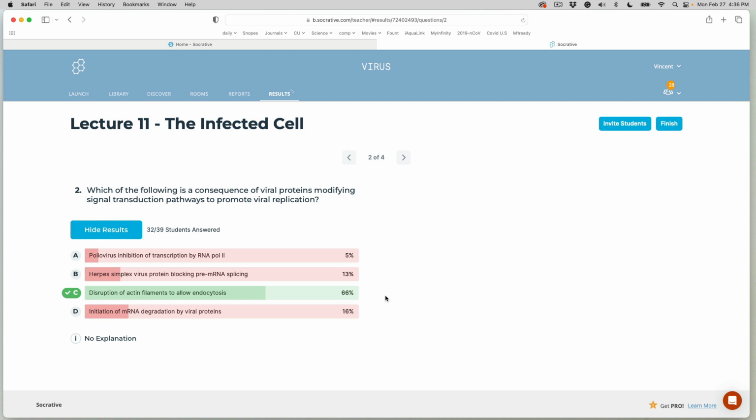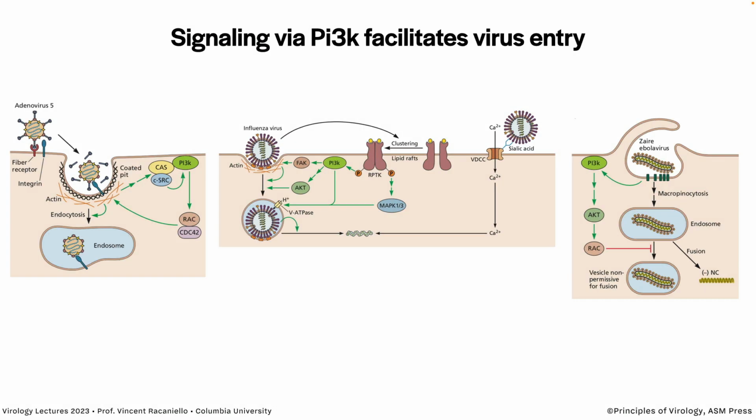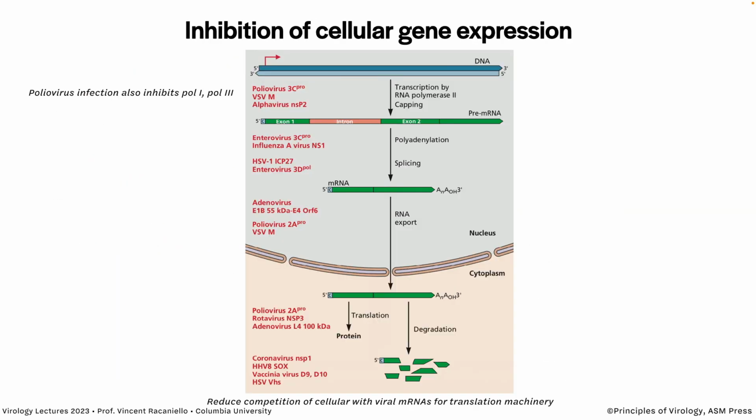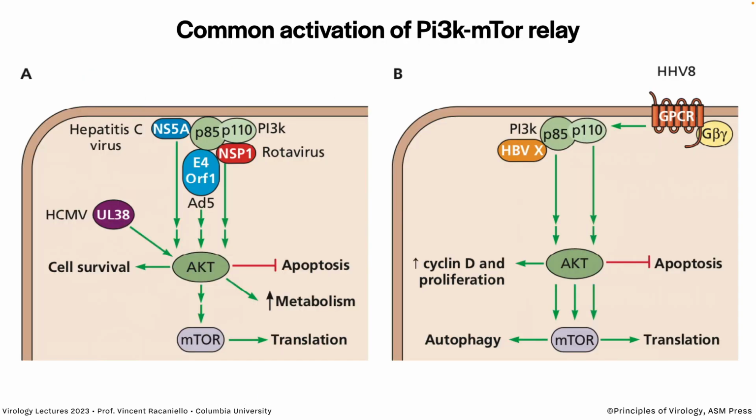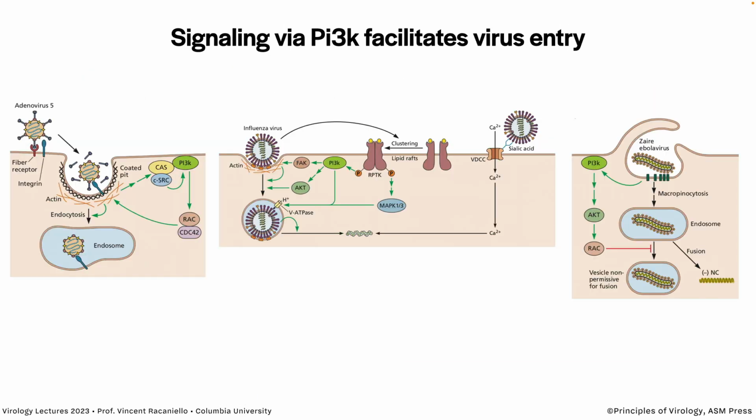The inhibition of transcription, blocking splicing, mRNA degradation, those are all just enzymes acting on RNA or processes, but they're not signaling. The disruption of actin filaments is like on these two slides. Disruption of actin filaments is a consequence of a signaling pathway. The inhibition of transcription, the inhibition of splicing, the degradation of RNAs, those are not signaling pathways. The signaling pathway is we have a series of events. A virus binds a receptor, and then a series of phosphorylation events, a signaling cascade inside the cell occurs.